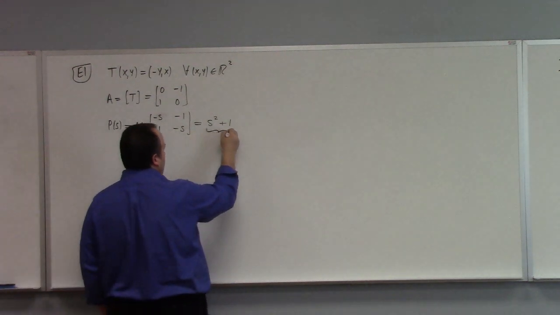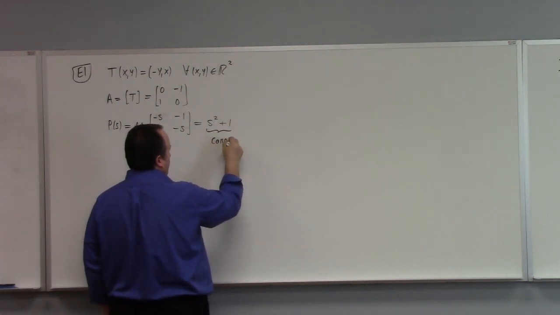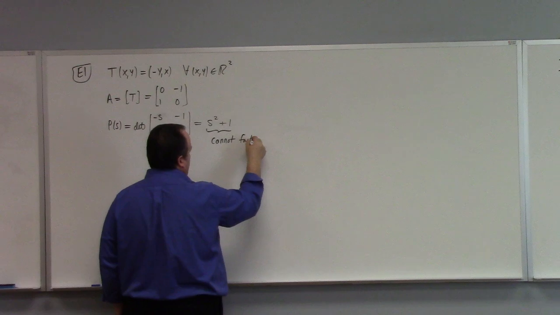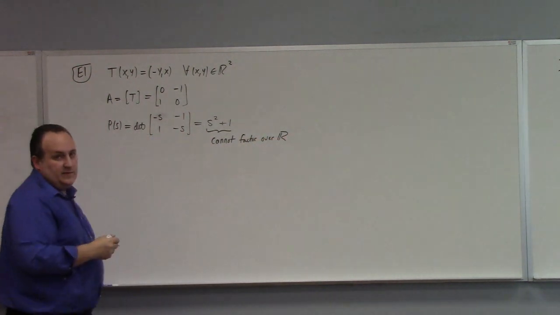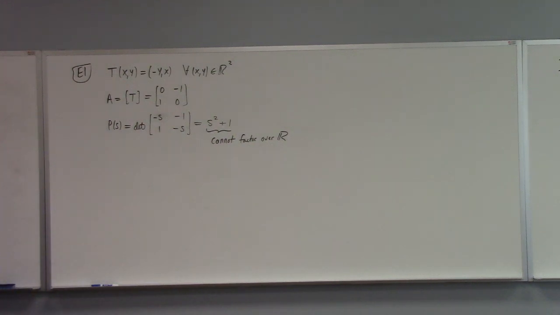So nope. Cannot factor over the reals. So if there are no eigenvalues, there are no eigenvectors. This is an example of a matrix which is not diagonalizable.